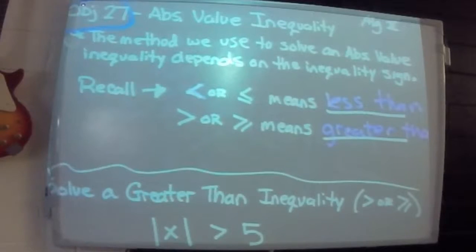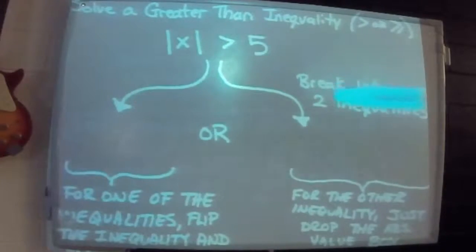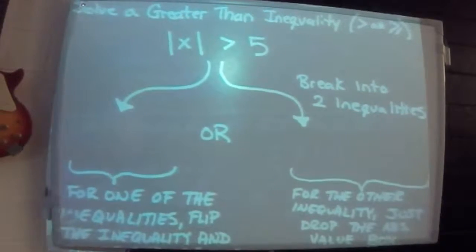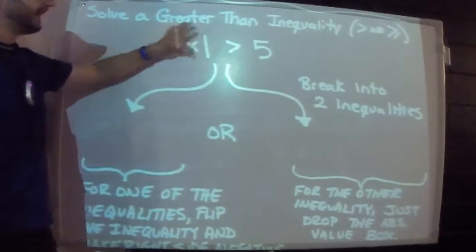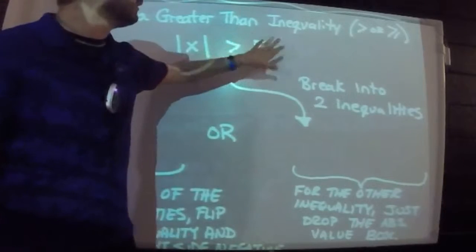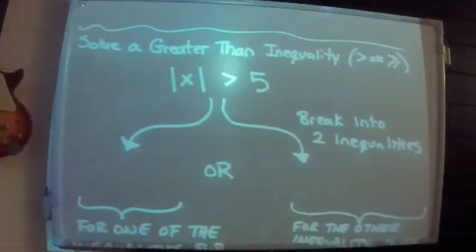Alright, let's solve a greater than inequality. The reason we're going to do this greater than first is it's a lot like our equals one. Solve an absolute value greater than. This one's simple. There's no junk in the box. It's just x. Absolute value of x is greater than 5. We're going to flip this into two inequalities, kind of like previously where we took this and broke it into two different equations. It's kind of the same concept.